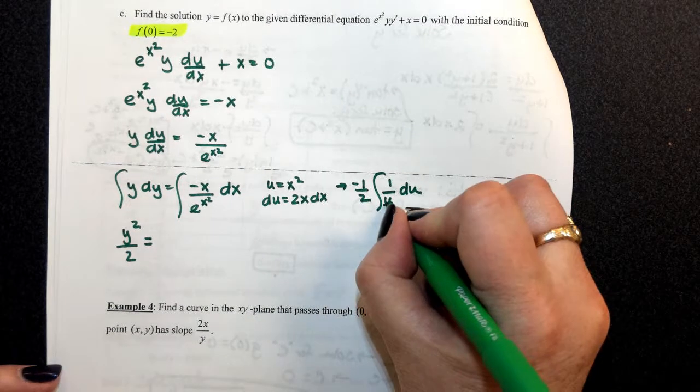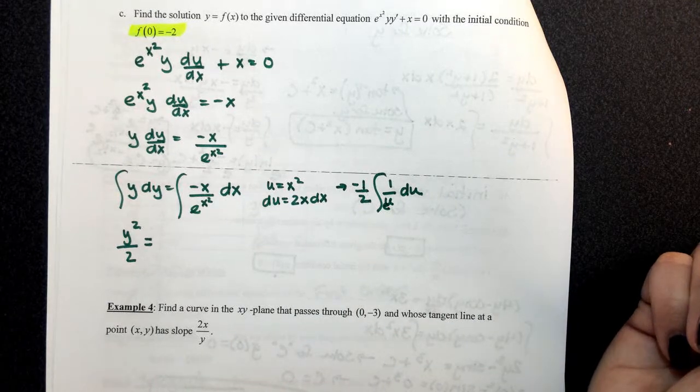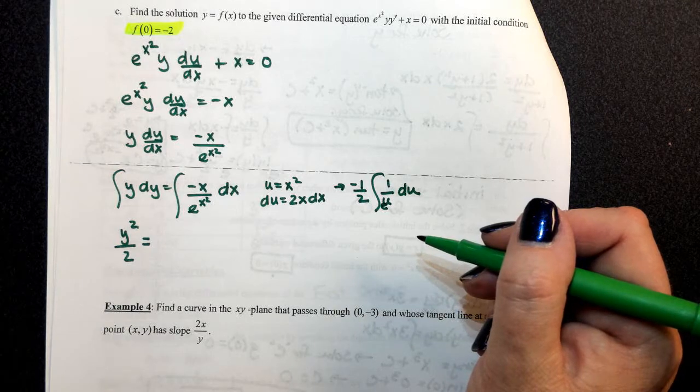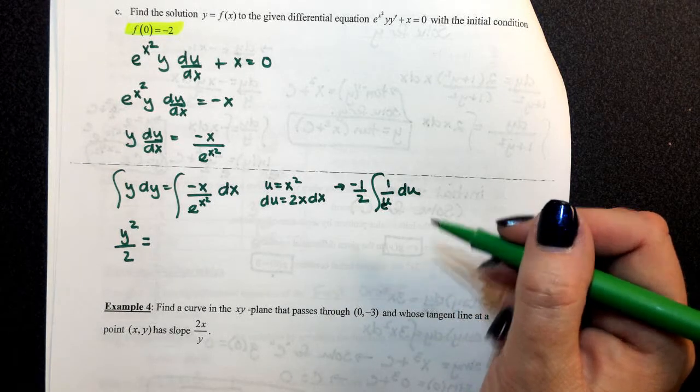Make sure you pay attention. How are you going to integrate 1 over e to the u? Well, you can rewrite it as e to the what? Negative u.